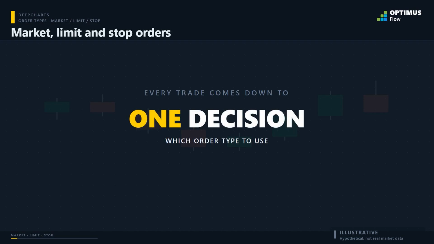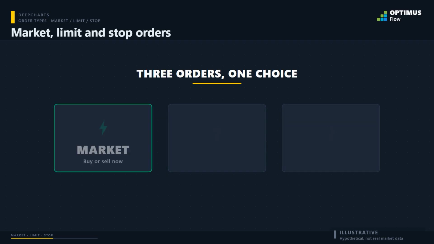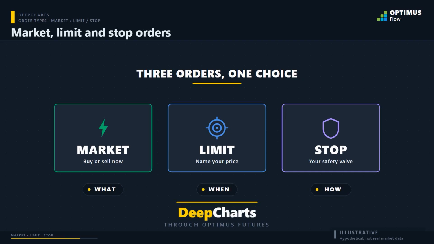We're going to take a look at DeepCharts and go through all three of the main order types: the market order, the limit order, and the stop. We'll cover what they are, when you'd use each one, and how to actually place them. DeepCharts is an order flow platform you can trade through an Optimus futures account, and by the end of this, you'll know exactly which order fits the moment you're in.